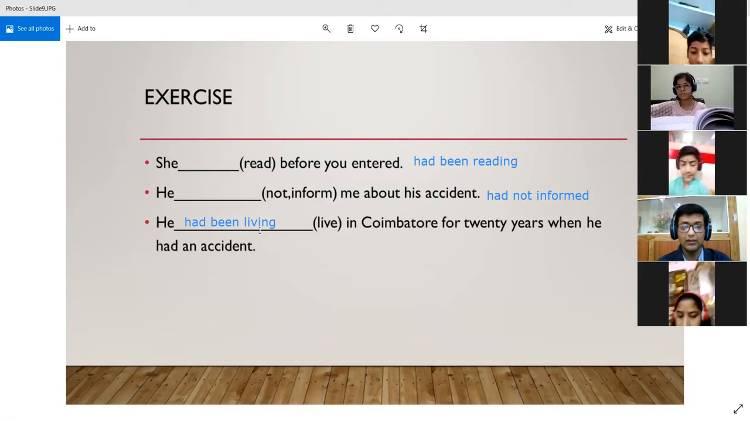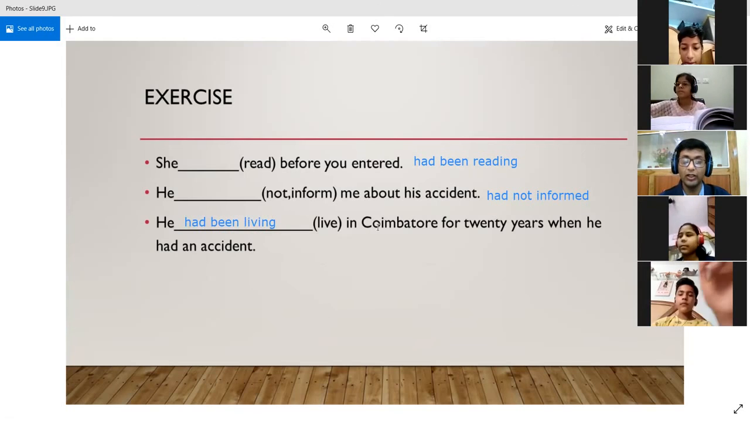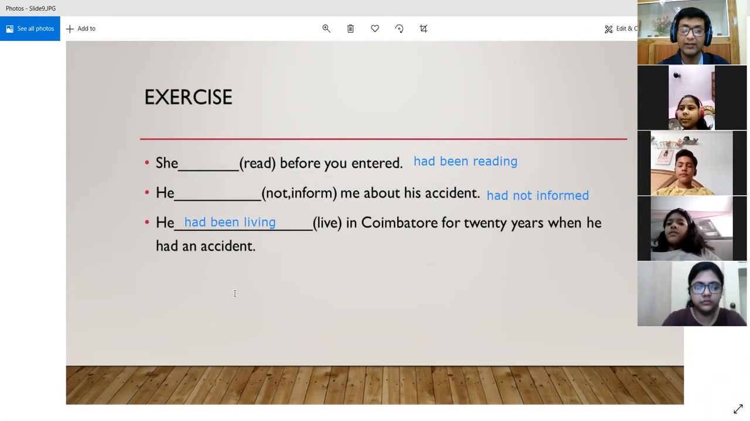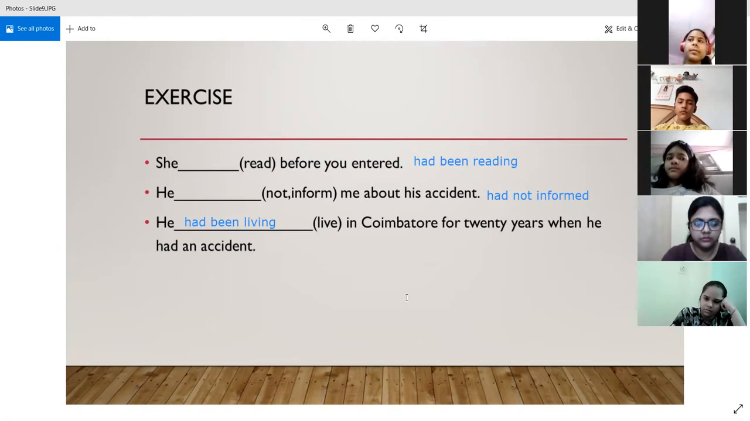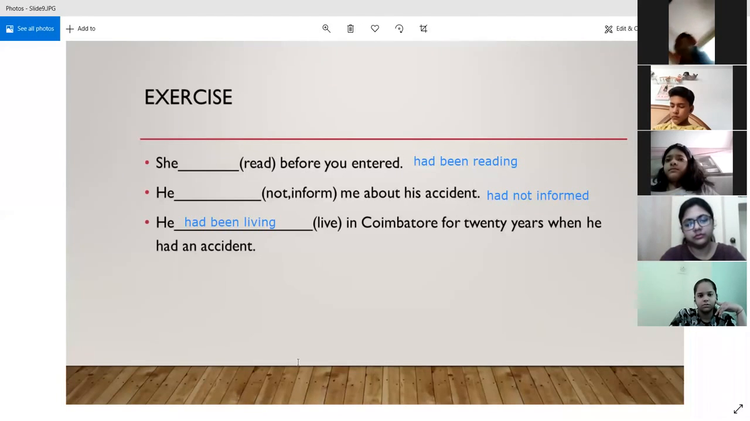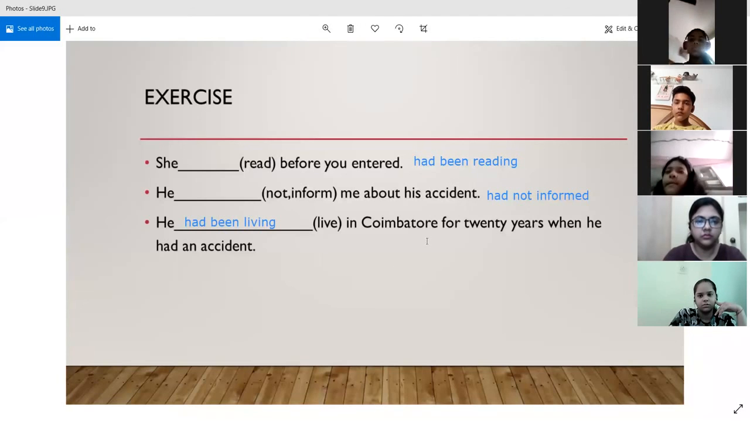Because the act was going on when he met an accident, right? Yes, sir. When he met an accident, up to that point, the act was going on. It had not stopped. So we will use the continuous form over here and not the simple past perfect form. Okay. So now this completes our chapter of the past tenses. Now I will be taking up your doubts.